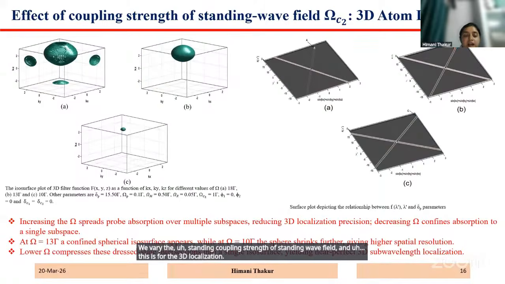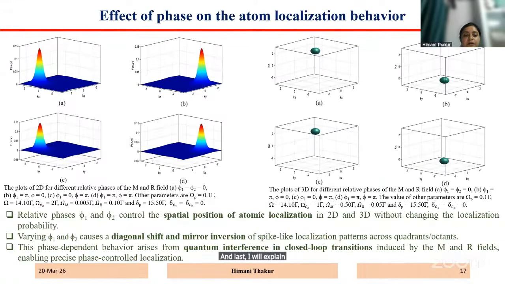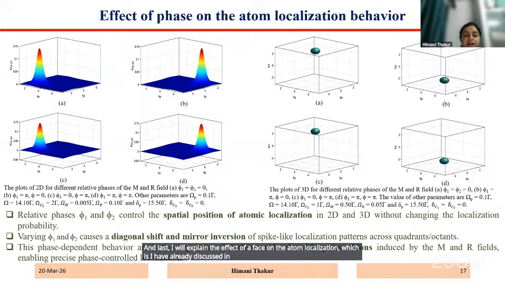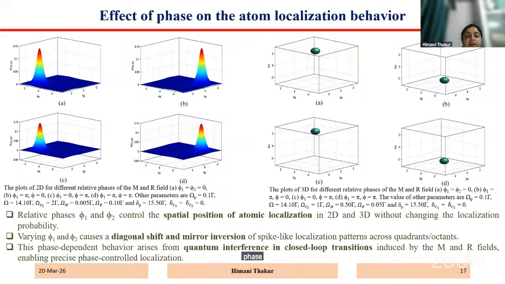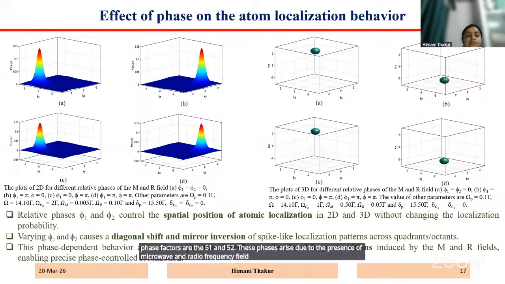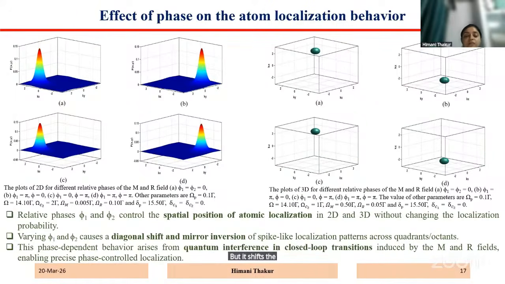And last, I will explain the effect of phase on atom localization, which I have already discussed in the last part also. Now, in this case, the relative phase factors are phi 1 and phi 2. These phases arise due to the presence of microwave and radio frequency fields, which form a closed loop system. The relative phase doesn't change the number of positions, but it shifts the position of localization.